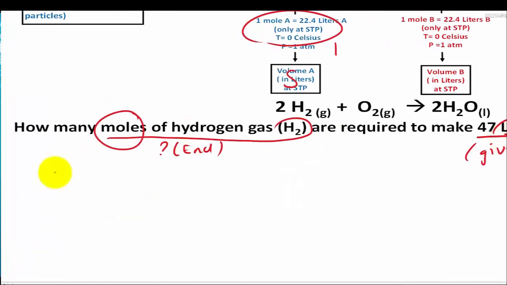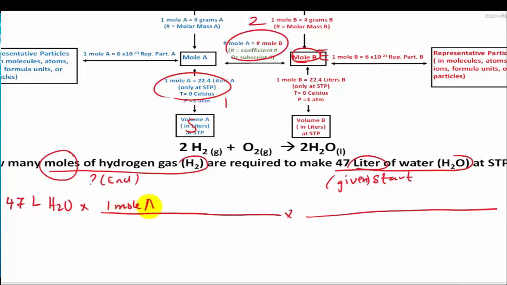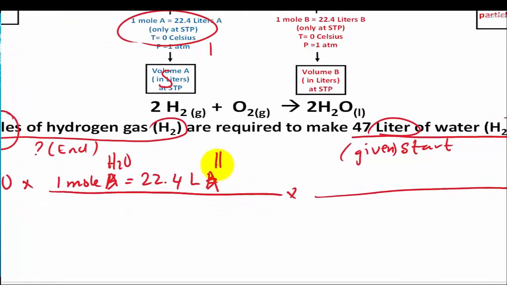So our given is 47 liters of water times two conversion factors based on the flow chart. Our first conversion factor is 1 mole of A equal to 22.4 liters of A. So I just copy it down. Now A is our given chemical. In this case, the given chemical is water. So A is going to be water, and again, this side is going to be water as well because they're both A. So this conversion factor is done because we don't have to solve for any number.